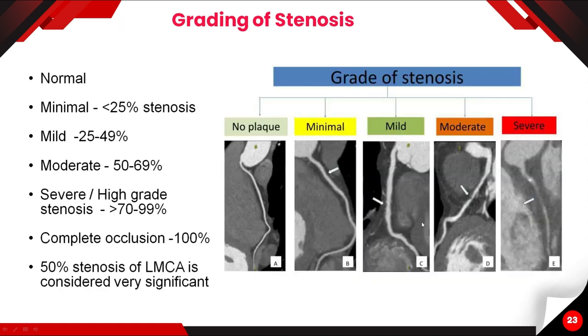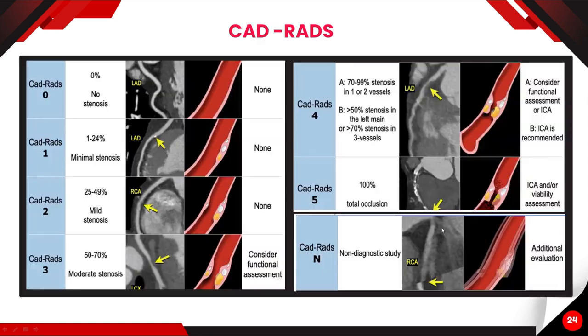Move on to grading. The coronary artery disease is graded based on the percentage of the stenosis into no plaque and no stenosis, which is called normal coronary arteries, and then minimal coronary artery disease, mild coronary artery disease, moderate coronary artery disease, and severe coronary artery disease. CAD-RADS is the coronary artery disease reporting and data system.